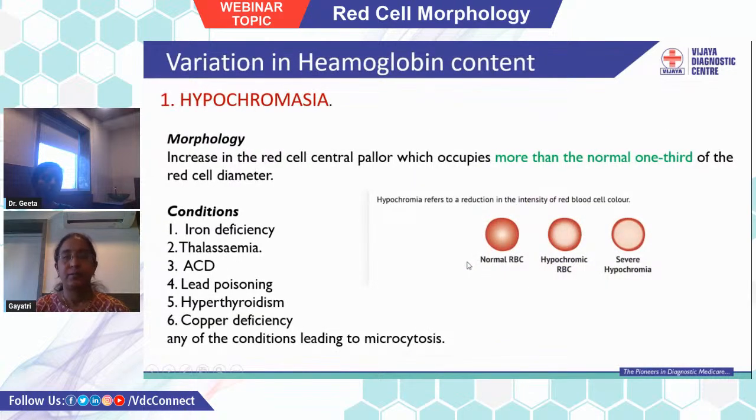Next is the variation in hemoglobin content. The first is hypochromasia. Normally, an RBC has 1/3 central pallor. If the central pallor is more than 1/3, it is hypochromasia. It is seen in conditions like iron deficiency, thalassemia, anemia of chronic disease, lead poisoning, hyperthyroidism, copper deficiency. Any condition leading to microcytosis will have hypochromasia.